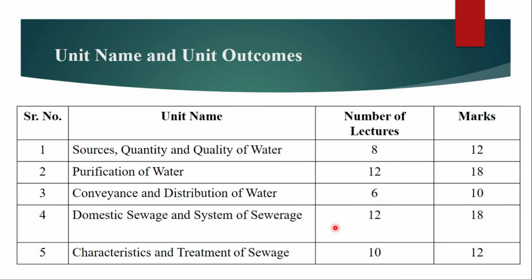Then the necessity of sanitation of building. Then various types of traps for the given situation and also the layout plan for drainage system for the given building. Then last chapter is characteristics and treatment of sewage. In this chapter, we learn about characteristics of given sewage sample and also the terms BOD and COD. Then flow diagram of sewage treatment plant, that is wastewater treatment plant. This is all about unit name and unit outcome.